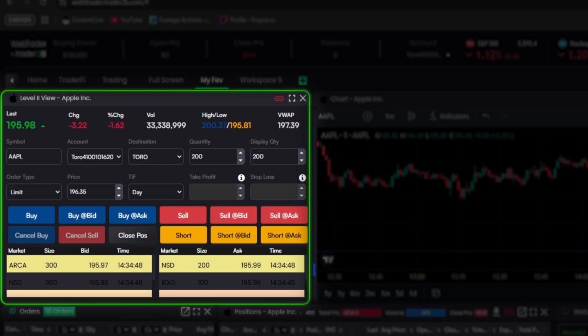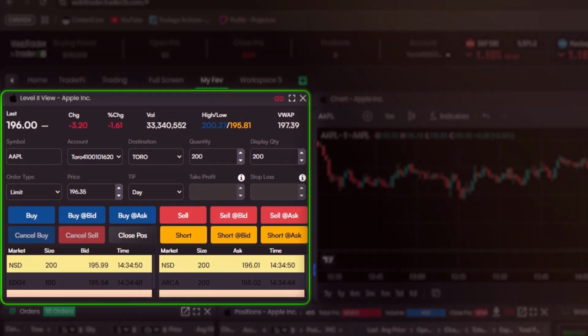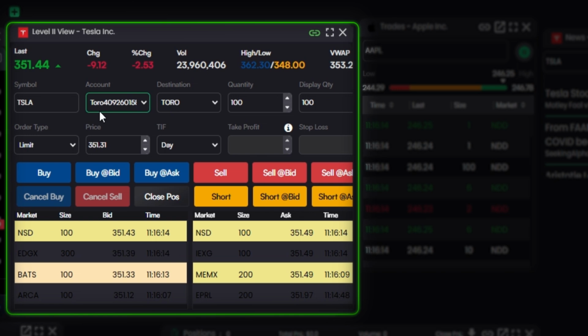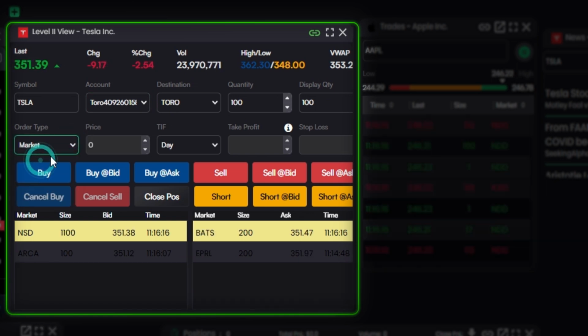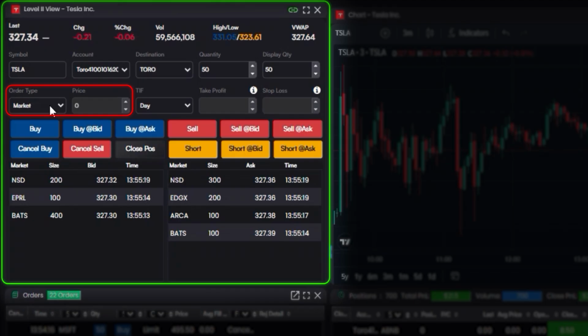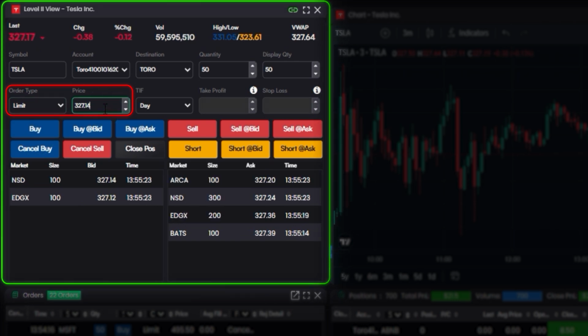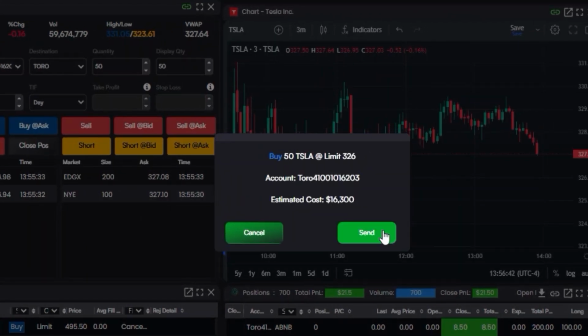Also in the Level 2 View widget, you will find the order type. On the drop-down, you will see First, Market Order, buy or sell shares at the market price. 2. Limit Order, buy or sell shares at a specific set price by typing whatever realistic price you want. Your order will not be filled unless the market reaches that set price or better.